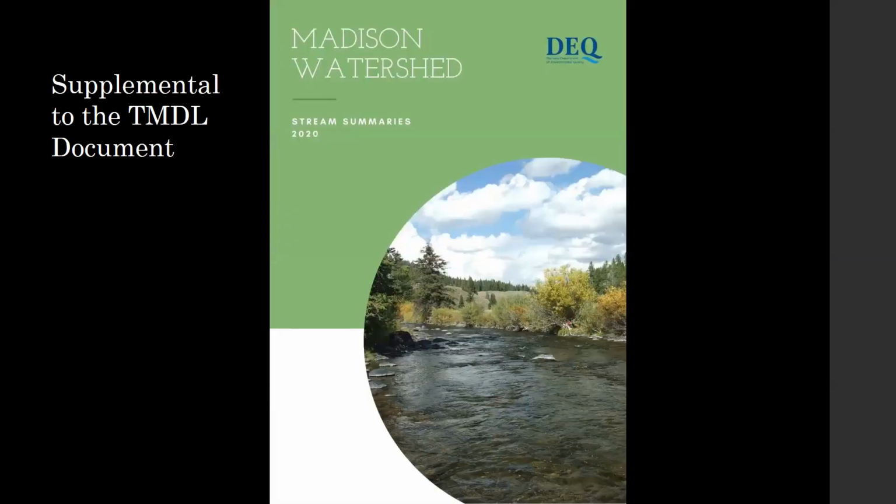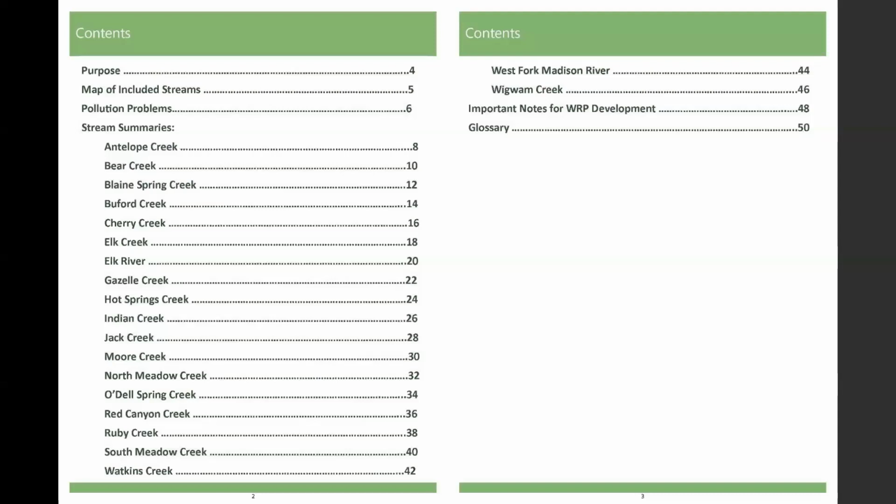To supplement this TMDL document, we're developing what's called the Madison Watershed Stream Summaries. Now, this document is going to be published separately from the TMDL document. It's currently under development, but will come out at the same time as the final TMDL document is published. It's going to have a 2-page summary of every tributary, all 20 tributaries that were monitored for this project. It's not going to discuss the Madison River, however. It'll also include a map of all of these streams, a general discussion of the main pollution problems, and a glossary will also be included to help the reader.